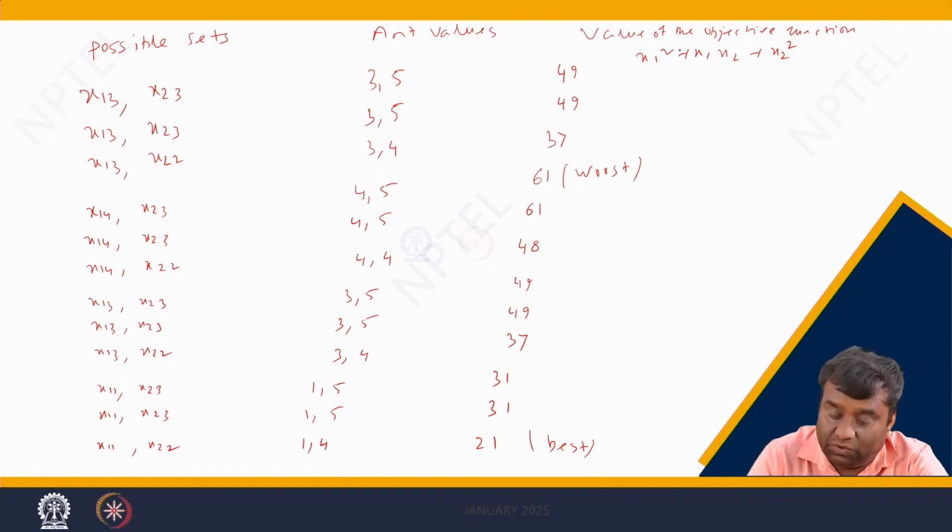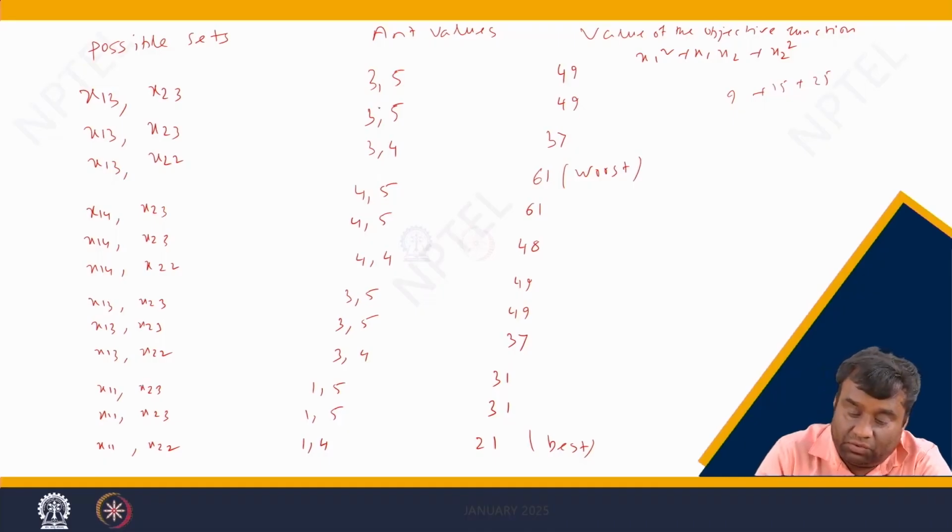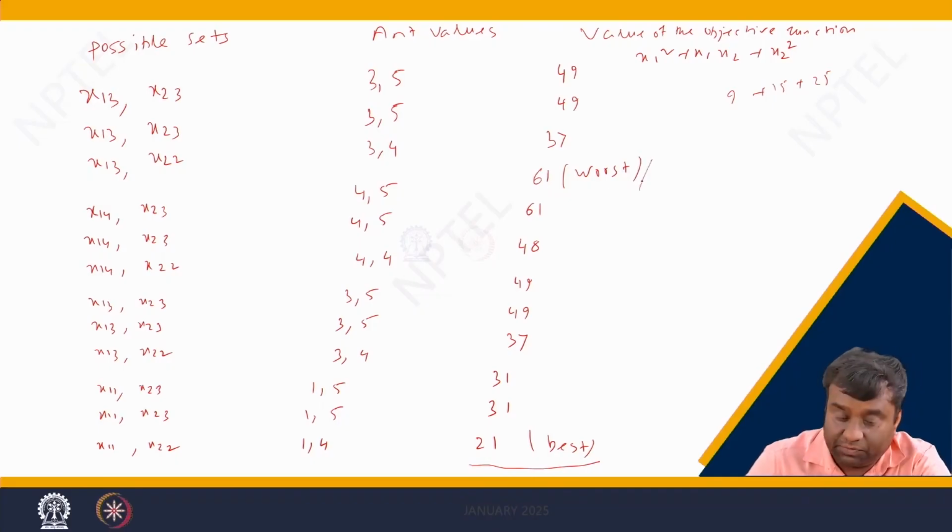Put the formula here: 3 square is 9, plus 15, plus 25, so it is 49. Here also 49, here 3 and 4 gives 37, 4 and 5 gives 61, 4 and 5 gives 61, 4 and 4 gives 48, 3 and 5 is 49, 3 and 5 is 49, like that. So you have seen this is the best solution, and this is the worst solution, because we are solving a minimization problem.